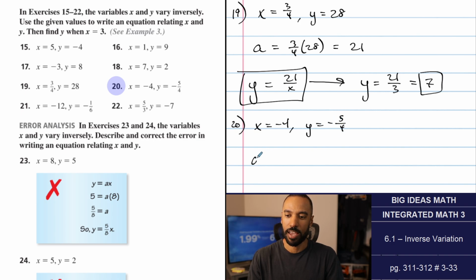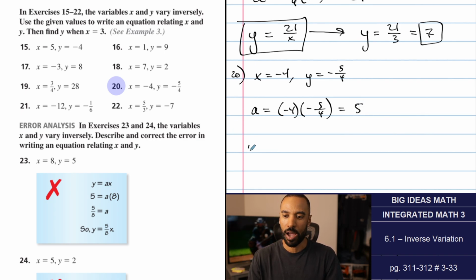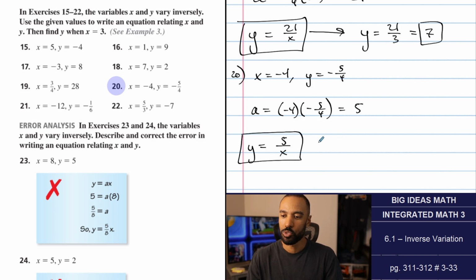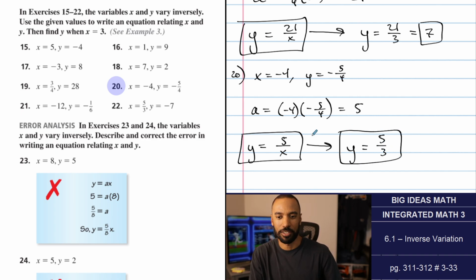So here, let's find a by multiplying, again, x with y. Negative times negative is positive. 4 divided by 4 is 1 times 5 is 5. So our equation will be y equals 5 over x. And boo hiss, we divide 5/3 and we don't get an integer out. Oh well, 5/3 is the answer. One less thing to calculate, right?